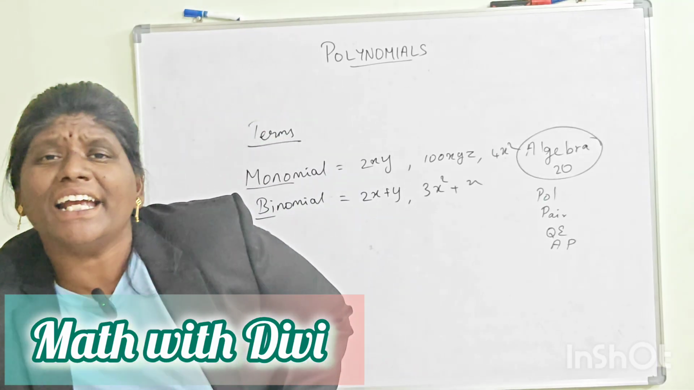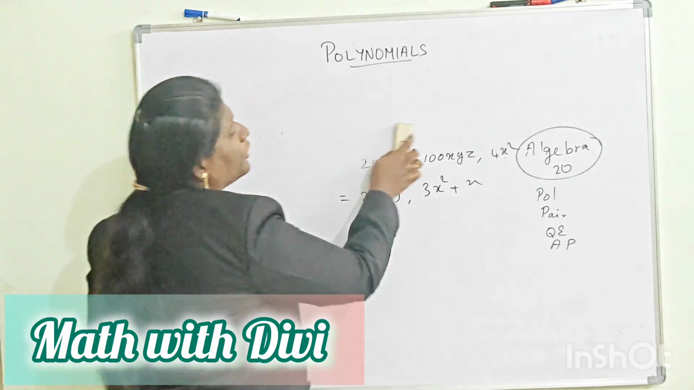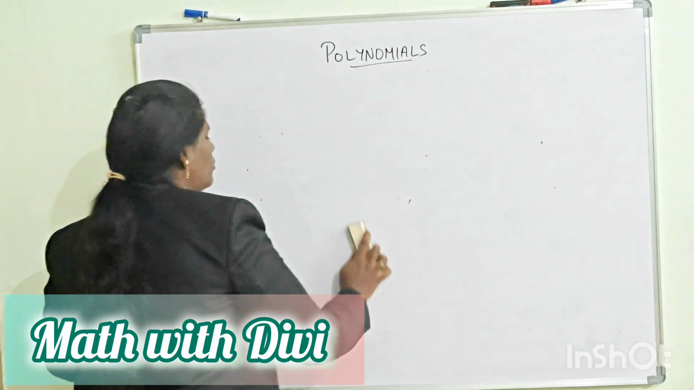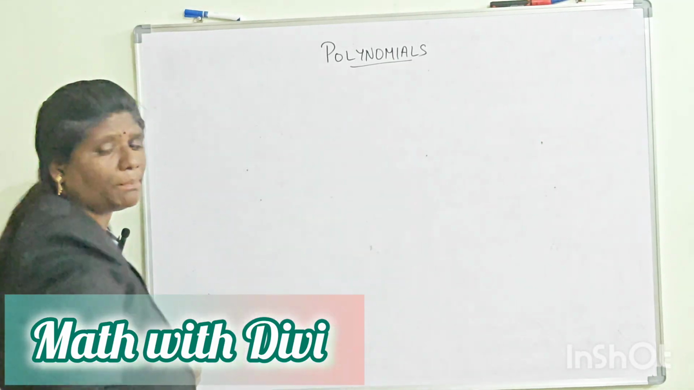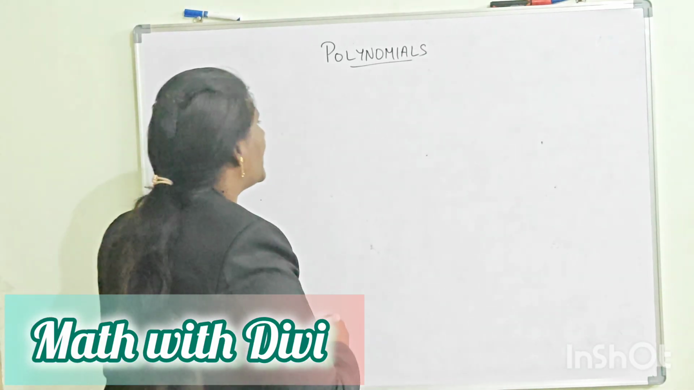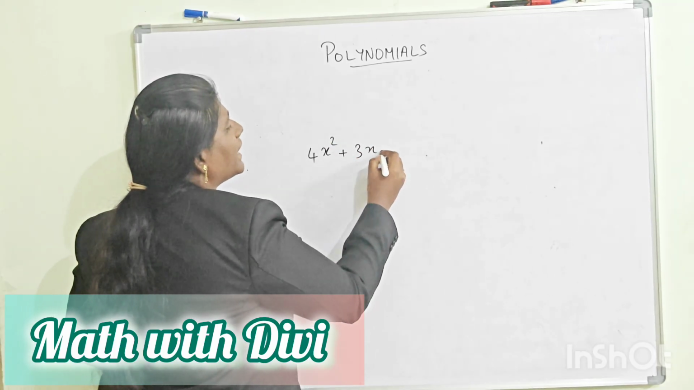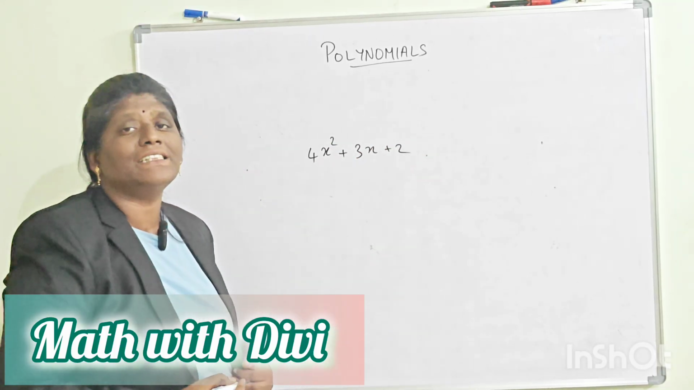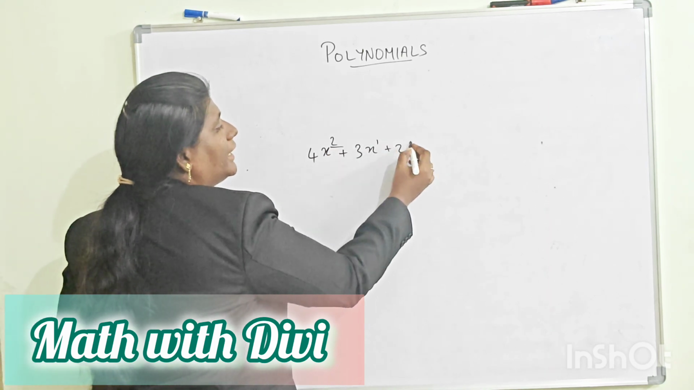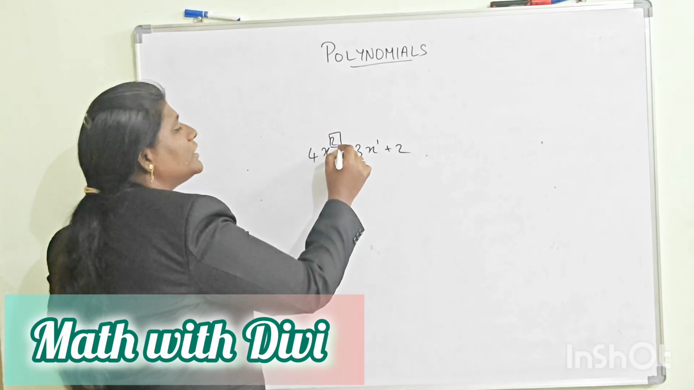Based on degree, it is divided as linear, quadratic and cubic. For that, we have to know what the degree of a polynomial is. The highest power of the polynomial is called the degree. For example, in 4x square plus 3x plus 2, what is the highest power of the variable? Here 2, 1, and here no variable, so it is 0. So the highest power is 2.